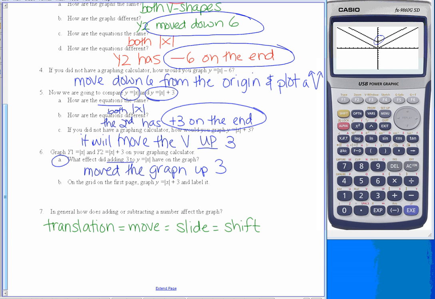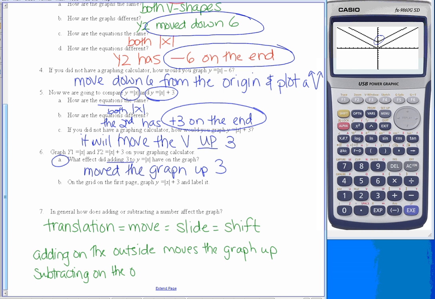So adding on the outside moves the graph up, and subtracting on the outside. By the way, I'm saying outside. When I say outside, I mean outside the symbols there or on the end. Moves the graph down.